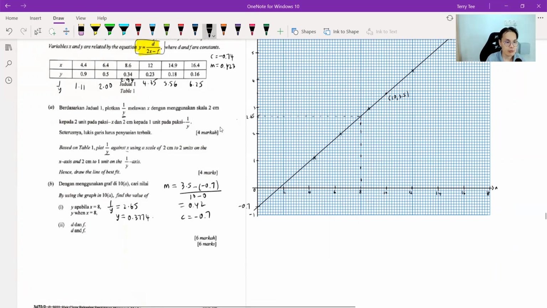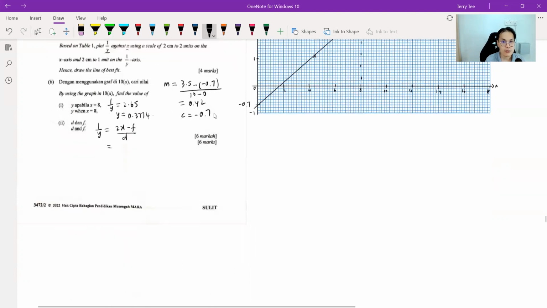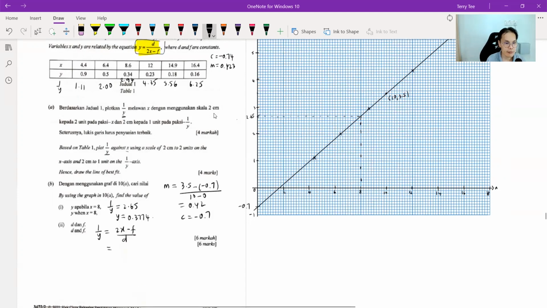So I'm going to do it down here. Take this and invert it. So when you invert, you get 1 over y. This is 2x minus f over d. Now let's split this into 2, okay? So when you split this into 2, you will have 2 over d x minus f over d. Yeah, so this is your big Y, this is your gradient, this is your x, and this is your c.